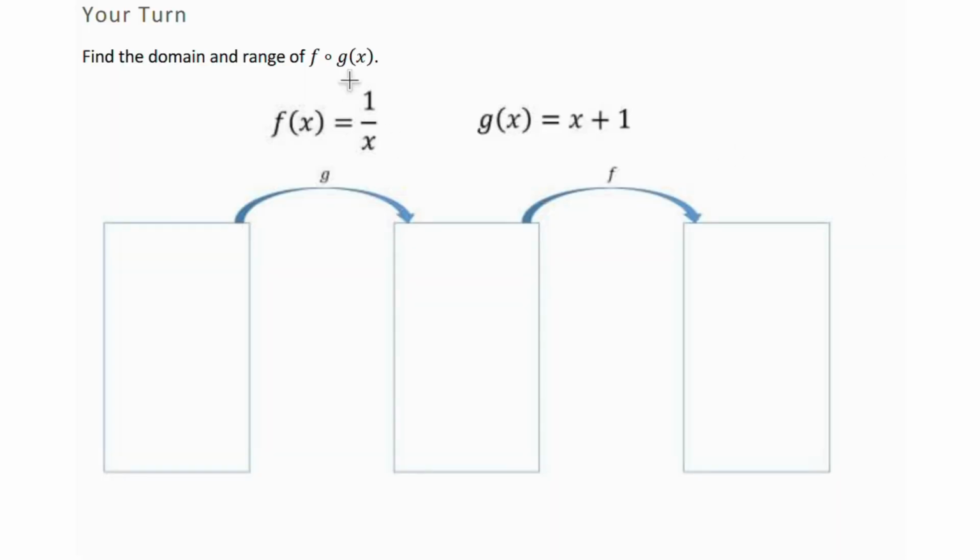Find the domain and range of the composite function f composed with g of x, where f is 1 over x and g is x plus 1. Remembering that f composed with g means apply g first and then f.